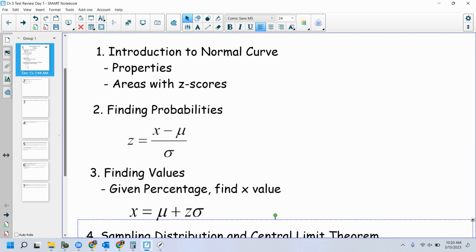So again, finding probabilities, you have to think about whether you want it to be in between certain values, to the left, or to the right. Just plan accordingly, use your logic, use your brains.